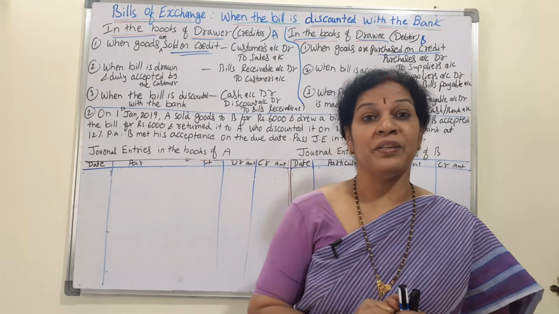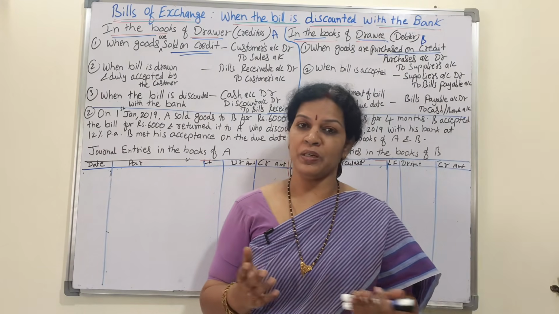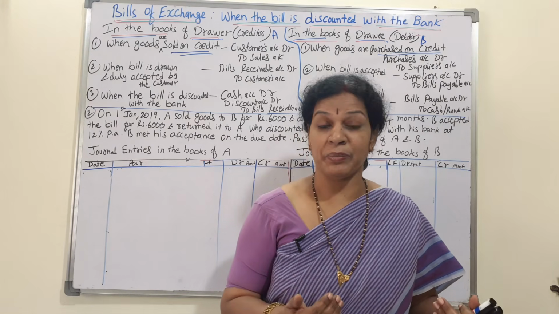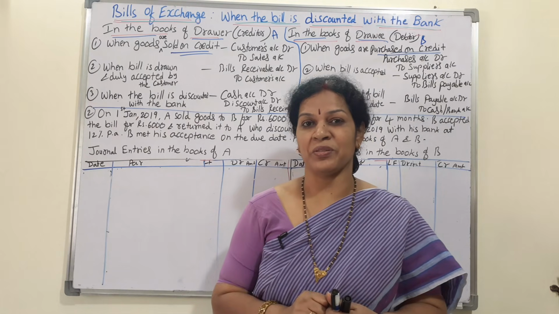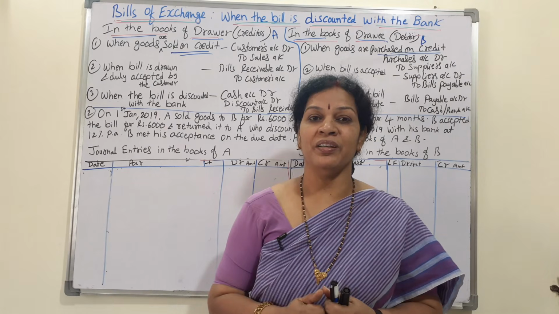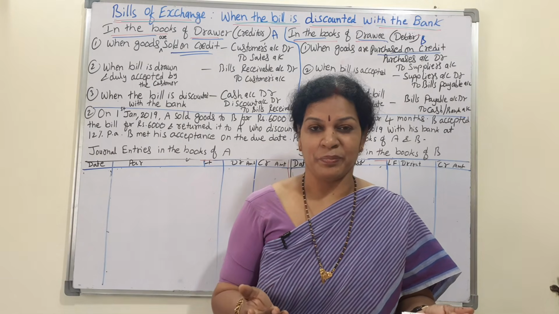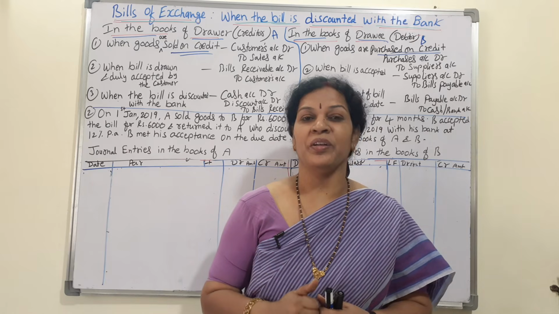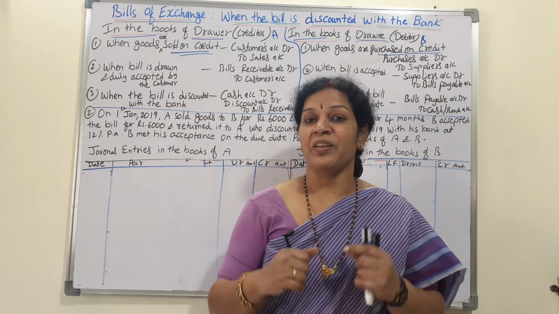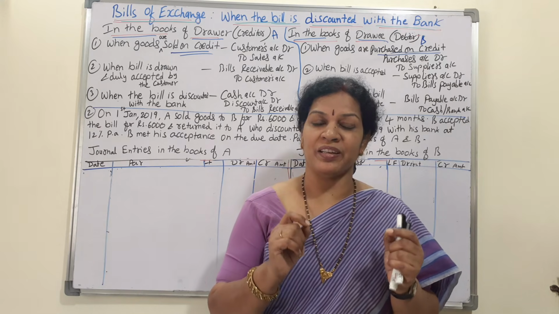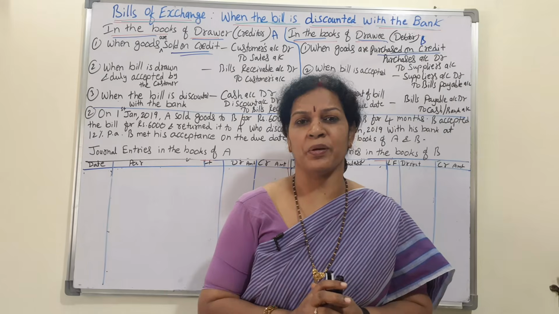So for that period, what does he have to do? He'll go to the bank and take the amount from the bank. For that they charge some discount. That discount will be given to the purchaser. Before the bill is due he is taking the amount, so that discount he is giving to the purchaser. So that discount, how do we calculate? Related to this we'll see the problem.